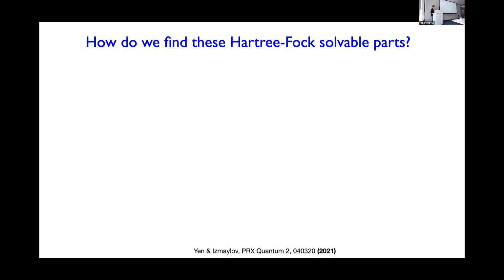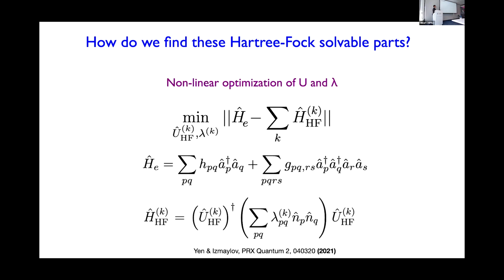And how do we find these solvable parts? We just do the fitting. The fitting here is that if you sum a bunch of these solvable parts, and they will all have the form of the original Hamiltonian, you just try to optimize the unitary rotations and some constants inside, so that this sum will be exactly the same as the electronic Hamiltonian that you are given initially.